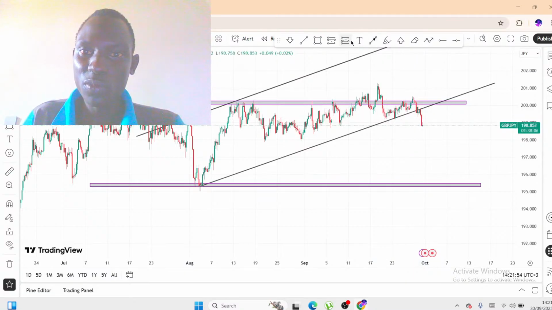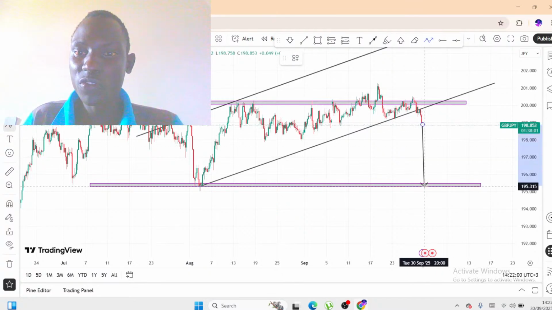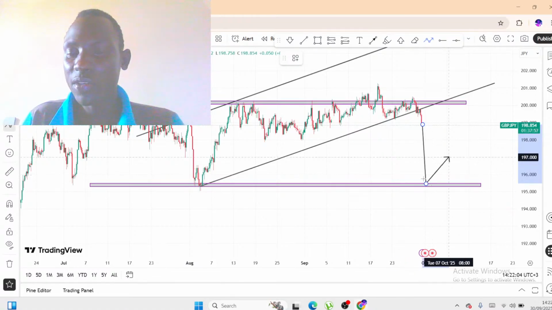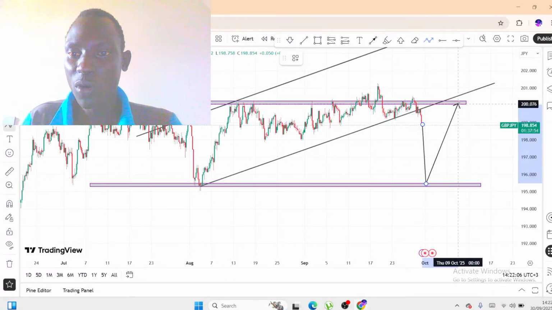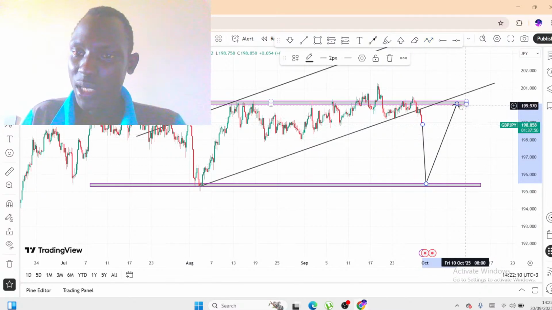A reaction from this zone here will tell us either to buy or sell. If it comes and retests, then we shall go for our buys targeting this zone again. That is what we are seeing in the higher time frame.